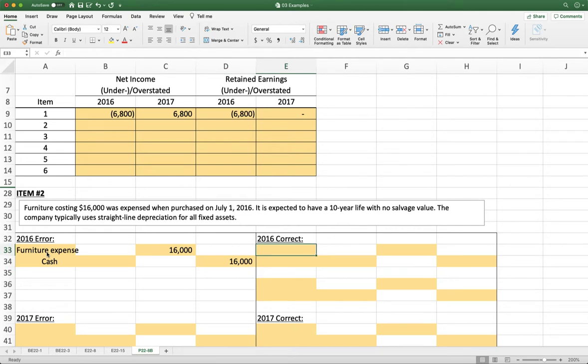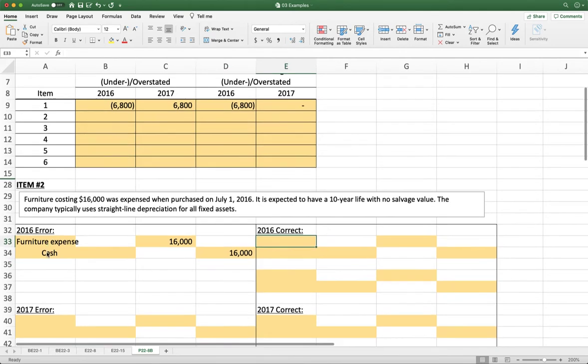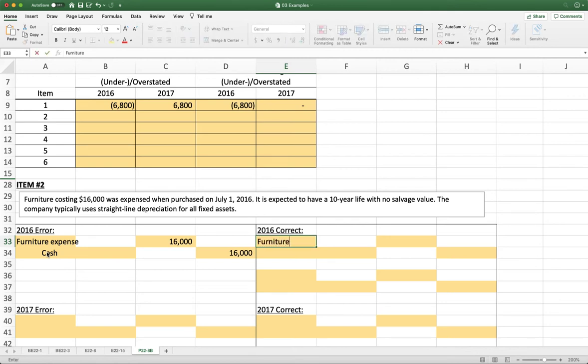So then if they expensed it, then after 2016, it was just gone. They didn't have to do anything else with it. But what should they have done? So what they should have done is they should have recorded an asset for $16,000 when they paid the cash.